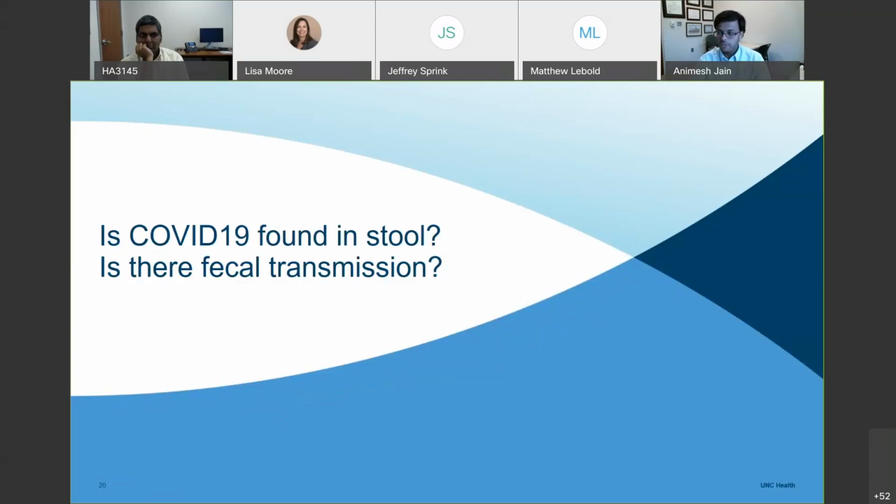So hopefully I've convinced you in the last 15 minutes that GI manifestations are relatively common. There may even be some signal that patients with GI manifestations do worse. So if the virus is getting into the GI tract and causing problems, we may wonder, well, is it actually found in the stool? Is the virus getting out of the stool? And is there the possibility of fecal transmission? Next slide.